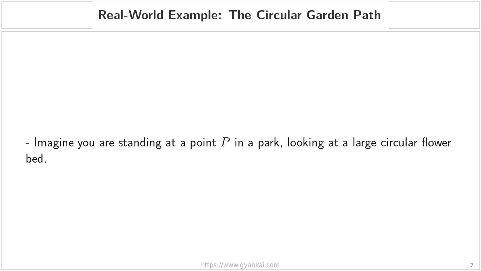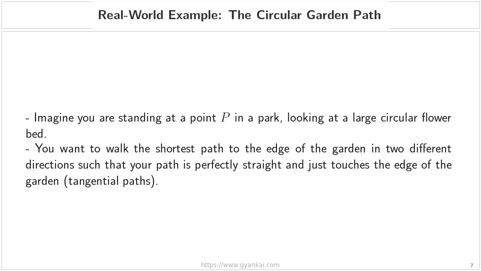Imagine you are standing at a specific spot, which we will call point P, in a large park. In front of you is a beautiful, large circular flower bed. You decide you want to walk from where you are standing to the very edge of this garden. However, you want to take two different paths, one heading towards the left and one towards the right, but there is a catch. You want your paths to be perfectly straight and just barely touch the edge of the circular garden without cutting through the flowers. In geometry, these paths are what we call tangents.